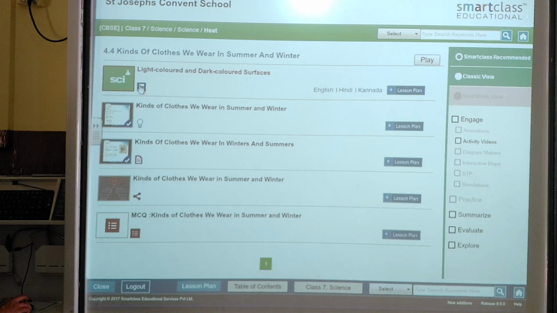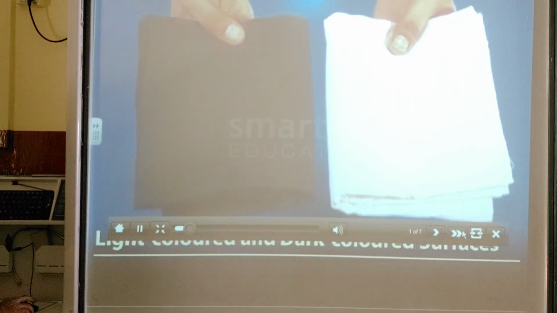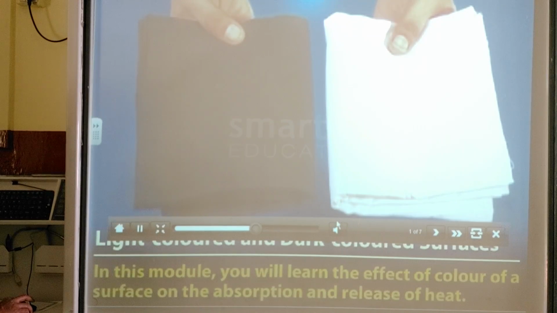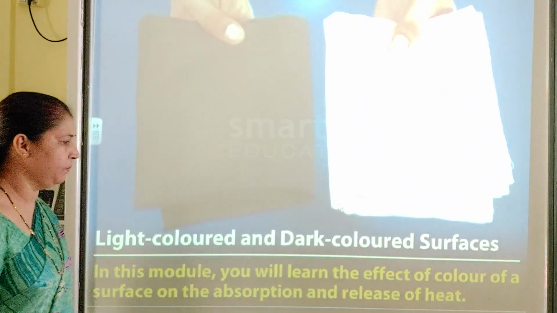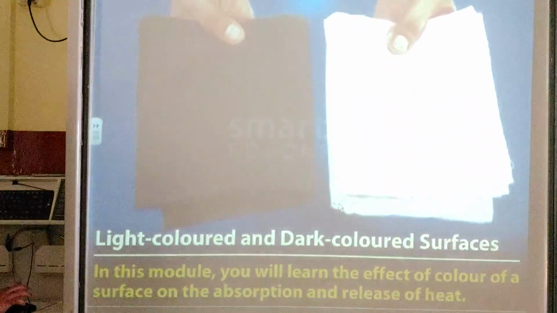Now the last part of the lesson is light colored and dark colored clothes. Light colored and dark colored surface. In this module, you will learn the effect of color of a surface on the absorption and the release of heat.